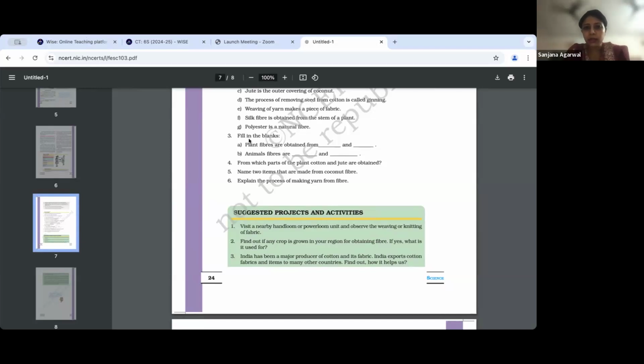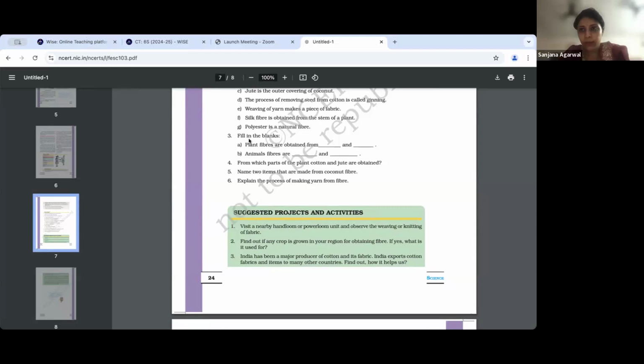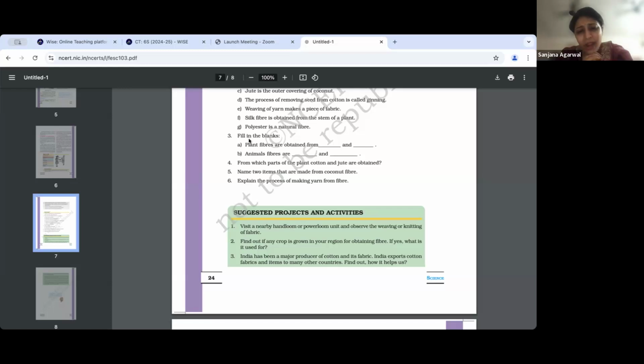Look at fill in the blanks. Number 3. Plant fibers are obtained from blank and blank. Plants and animals, dear. Plant fibers means any plant which gives us fiber are obtained from which parts of plant, it is asking.